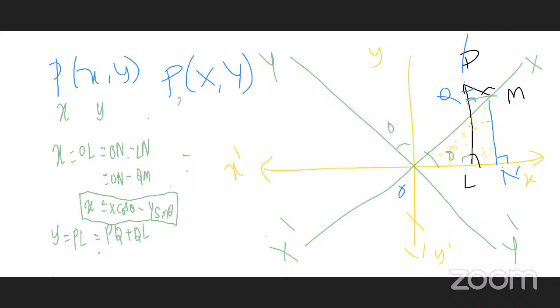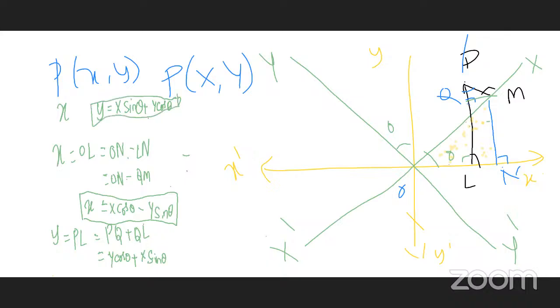So PQ, what is the value of PQ? Value of PQ is equal to capital Y cos theta, plus what is the value of QL or MN? X sin theta. So this can be written as small y is equal to capital X sin theta plus capital Y cos theta.